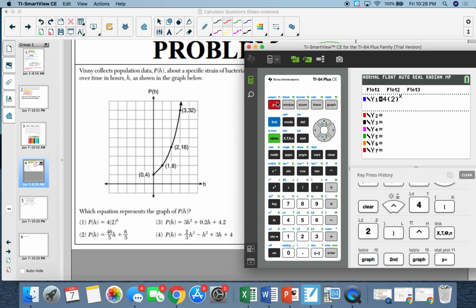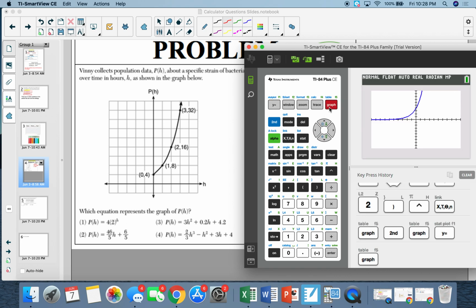So we're going to go to y equals, and I already have the first one plugged in. It's the easiest one for me to plug in. I want to just take a look at the graph. So it kind of looks like this, except for some reason there's something extending here. So not really, but the rest of it kind of looks the same.